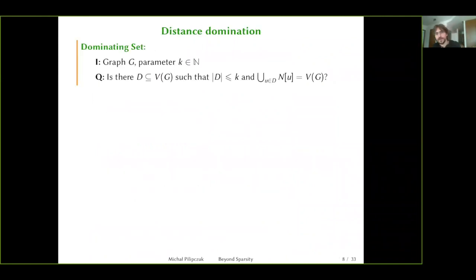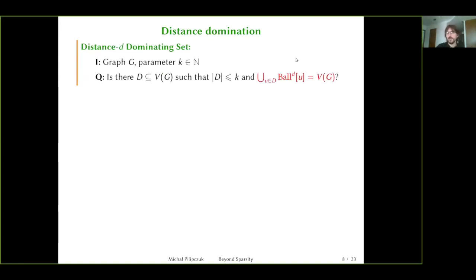Good, so let's look at some parameterized application of this toolbox. We will be looking at dominating set problems, which are the problem that we love the most in sparsity. I guess that most of you have already seen the dominating set problem. I'm given a graph G and a parameter K, and the question is whether I can cover the whole graph using K neighborhoods of vertices. So I want to find a set D of K vertices, so that if I take the union of their close neighborhoods, I get all the vertices in my graph.